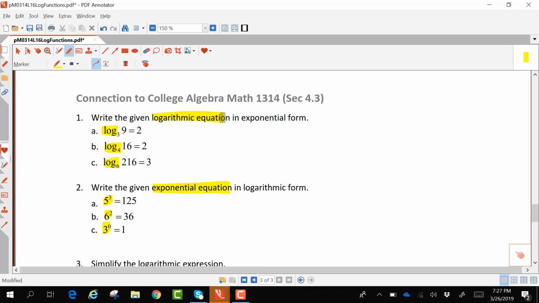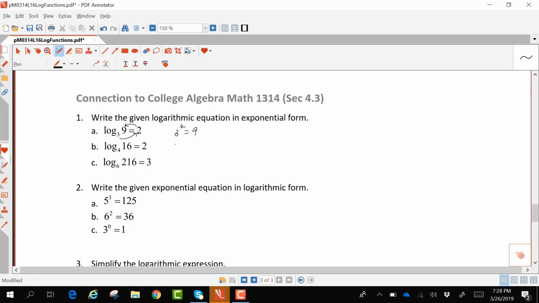So you must recognize when you're given a logarithmic equation versus given an exponential equation. Our first questions are, given a logarithmic equation, rewrite it in exponential form. The pattern I use for this is I take the base across the equal sign to the power of 2, equaling what is referred to as the argument of the function. So this is written as 3 to the power of 2 equals 9.